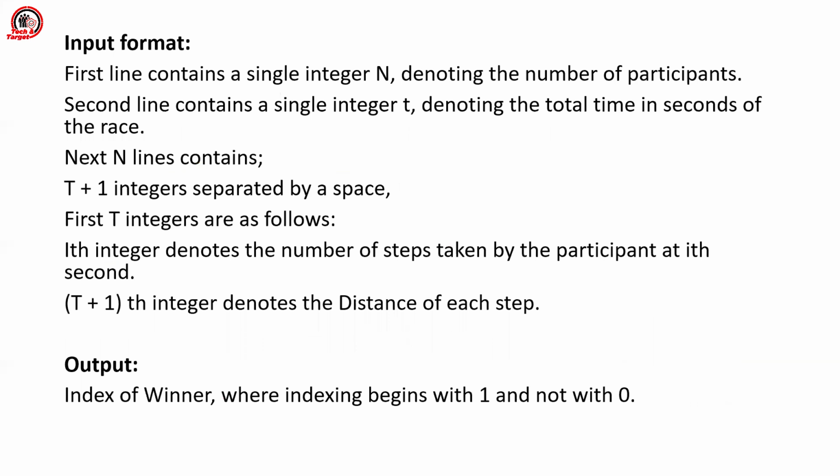The input format says that the first line contains a single integer n denoting the number of participants. The second line contains a single integer t, which denotes the total time in seconds of the race. So this denotes for how many seconds the race is going to be conducted, and there will be again n lines, right? In each line there will be t plus 1 integers.